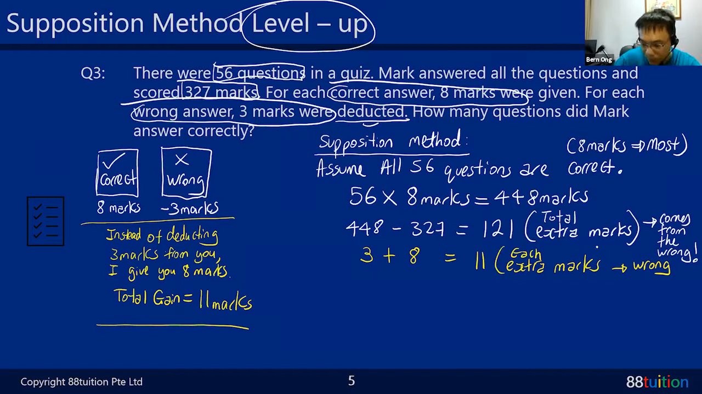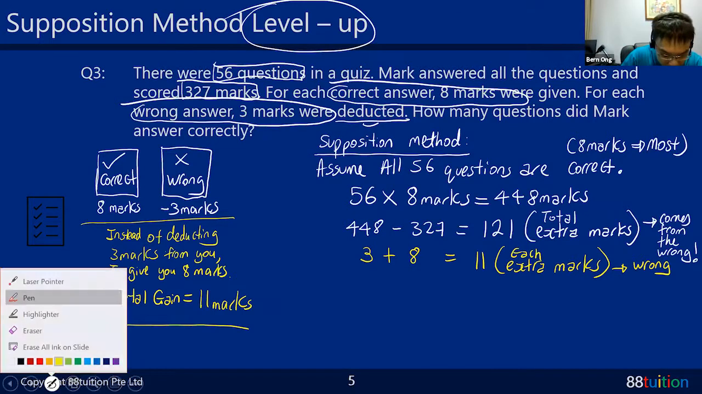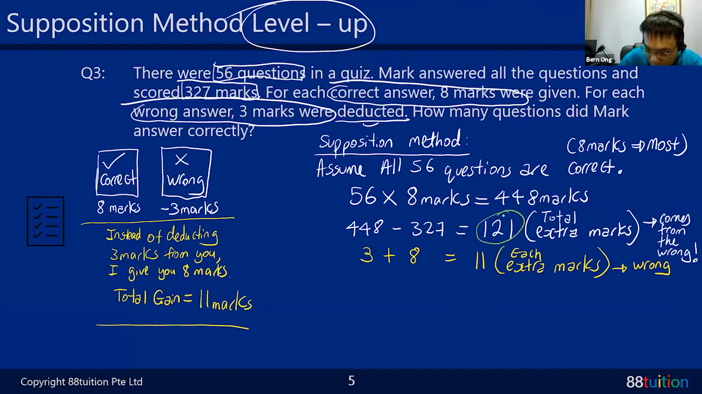Can you see now? So once again, you make a comparison. The total extra marks compared with the extra marks for one wrong question. So you find the quotient again. You take these two numbers, this is the total extra, you take 121 divide by 11. So how many wrong questions are there? That's the question here. So 121 divided by 11. You see the number so beautiful, can divide some more. So this will give you 11 wrong questions.